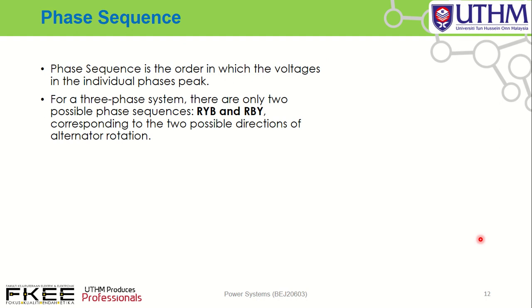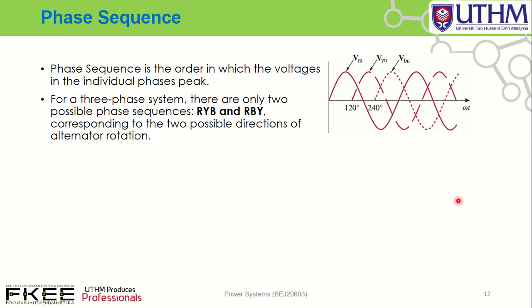Next, in the three-phase system, you have to know the phase sequence. Because we have three-phase RYB, or ABC, red, yellow, blue, we have to know the sequence. Which one comes first? In the three-phase system we have three sets of voltage: VRN, VYN, and VBN. So which one comes first? This will determine the phase sequence.